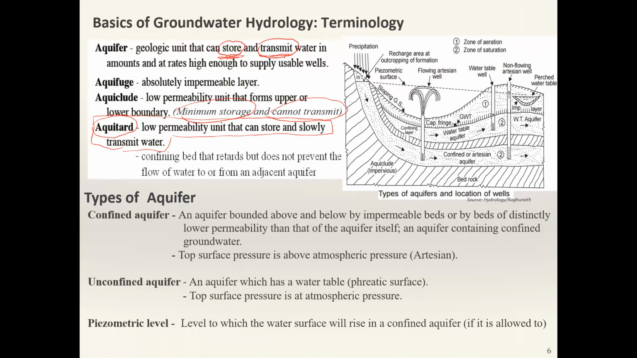Okay, so now about the types of aquifer. This is very important. The reason is that the governing equation that we use to simulate groundwater flow depends on the type of the aquifer, right?